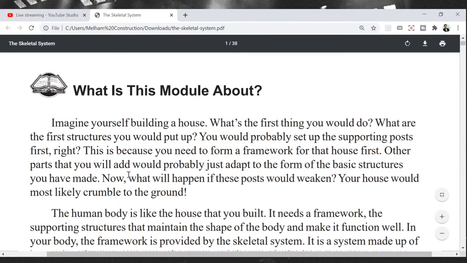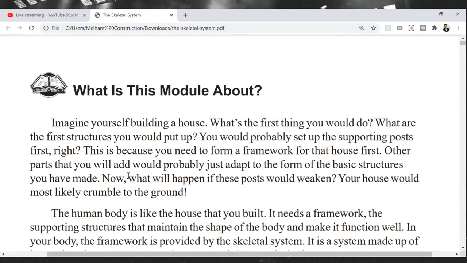So, lahat naman sa atin merong tinatawag na buto. So, what is this module about? Imagine yourself building a house. Nakakita na ba kayo ng gumagawa ng bahay? What is the first thing you would do? What are the first structures you would put up? You probably set up the supporting posts, yung mga column na poste. Foundation, maghuhukay muna kayo ng foundation.